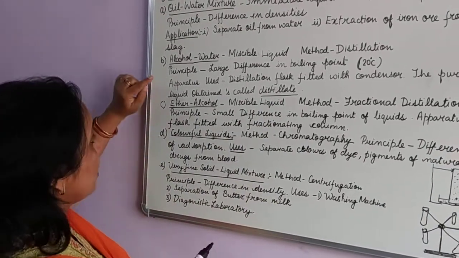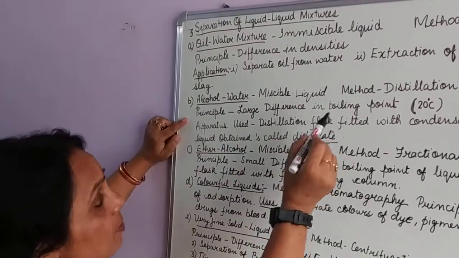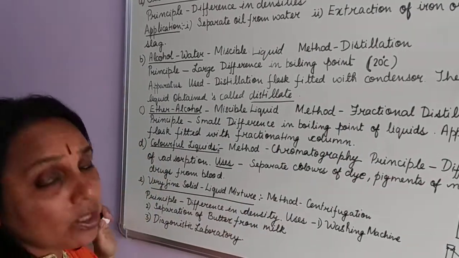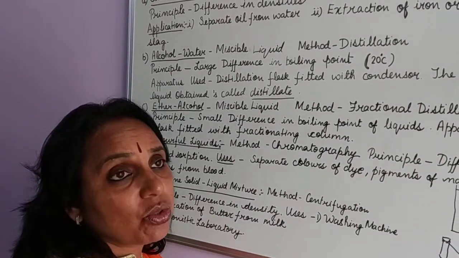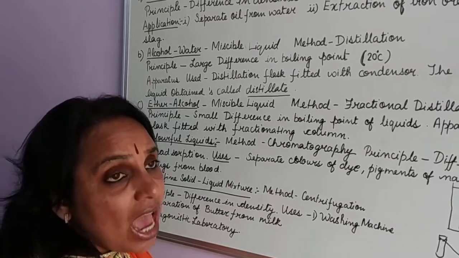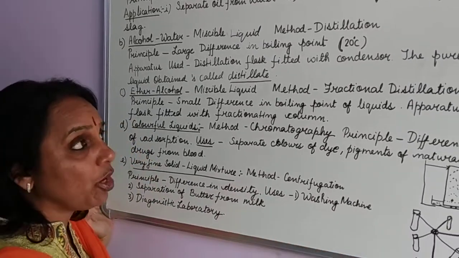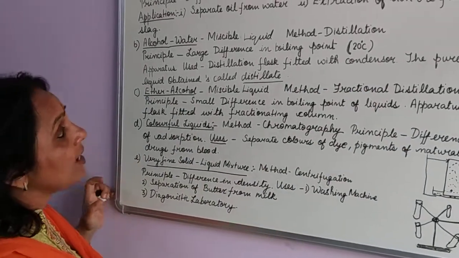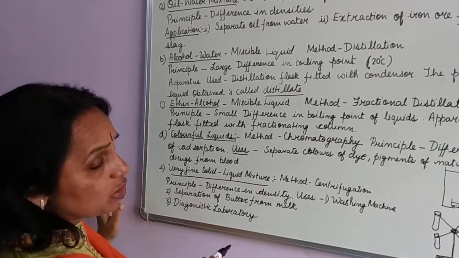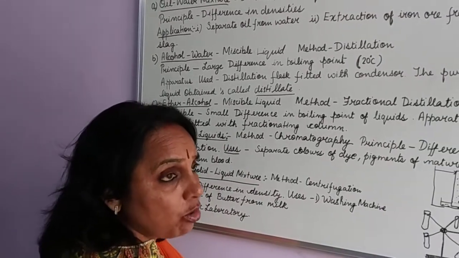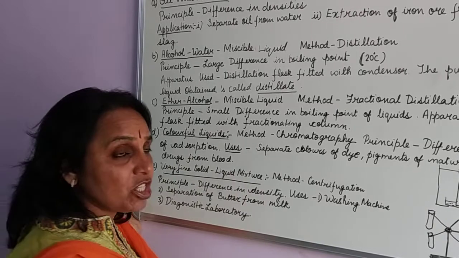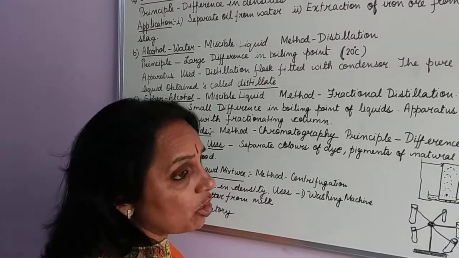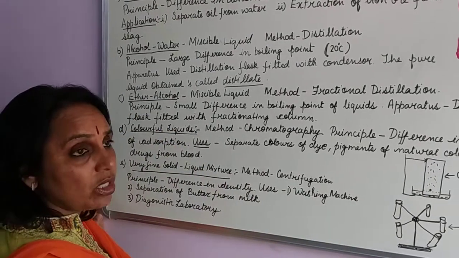Okay. And what is the principle of separation? The principle of separation is large difference in boiling point. Now the method of distillation can be utilized only for the liquids which have a large difference in boiling point. The difference in boiling point should be minimum 20 degrees Celsius. And the distillation apparatus is a special type of apparatus which has a round bottom flask which is fitted with a condenser.